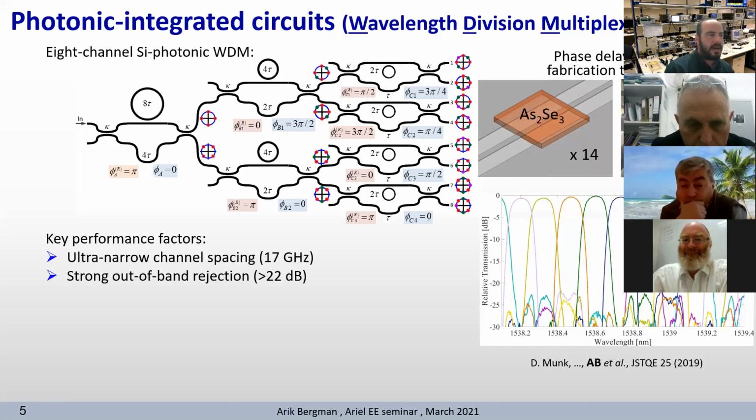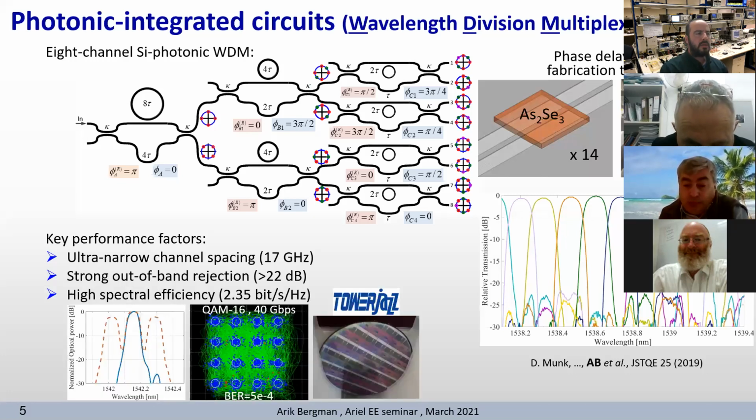We were able to obtain maximally flat bandpass filters with ultra narrow channel spacing of 70 GHz and strong out-of-band rejection. We also characterized the device performance using 40 gigabits per second dense WDM data streams, which showed high spectral efficiency of over 2 bits per second per hertz. Two important notes. First, when properly packaged, the device response remains stable over months. And second, while the prototype samples were fabricated in-house, the final devices were fabricated at Tower Jet Semiconductors.